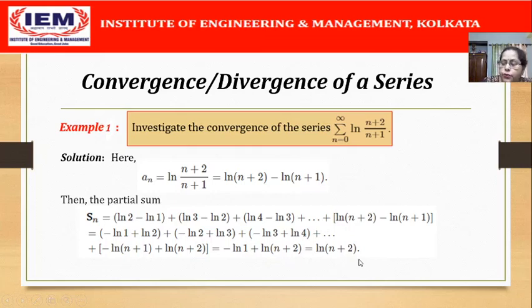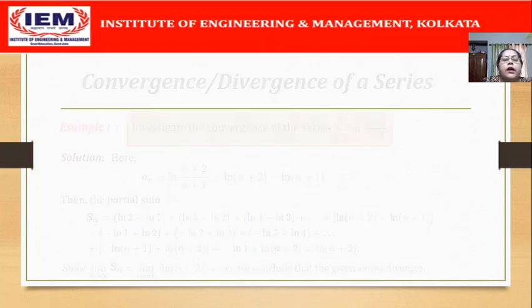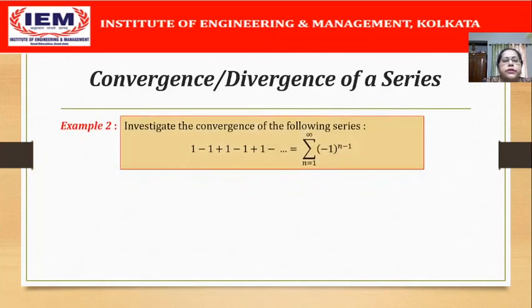Now, of course, we have to take the limit as n tends to infinity. As Sn is log(n+2), as n tends to infinity, the limit is also infinity. Thus, we see that the sequence of partial sums is divergent because the limit is infinity, and hence we conclude that the given series also diverges. We have another example for you here.